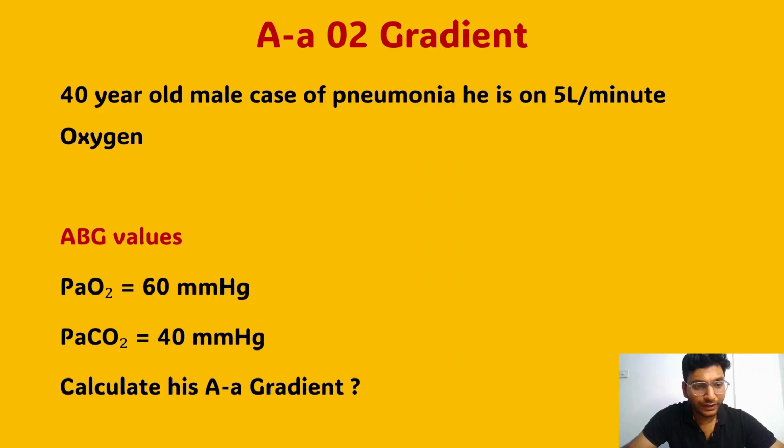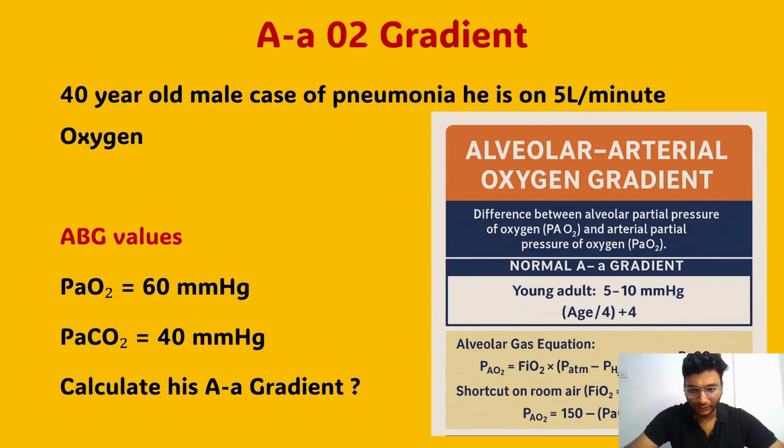So take a 40-year-old male who is a case of pneumonia, and he is on 5 liters per minute oxygen, and the ABG values are given here. The partial pressure of oxygen is 60 and carbon dioxide is 40. So how will you calculate? You use the equation. For a 40-year-old male, as we calculated, the alveolar arterial gradient should be 14 or lower, should not be more than 14, right?